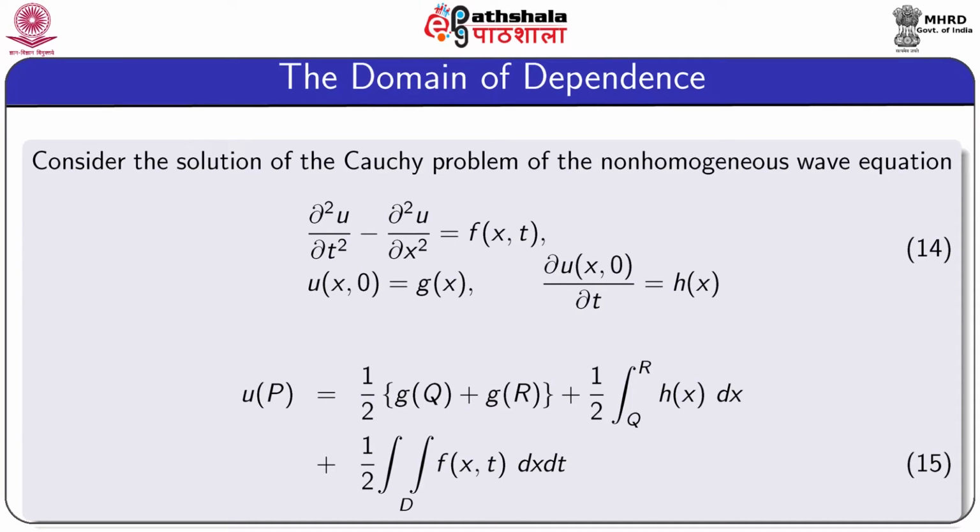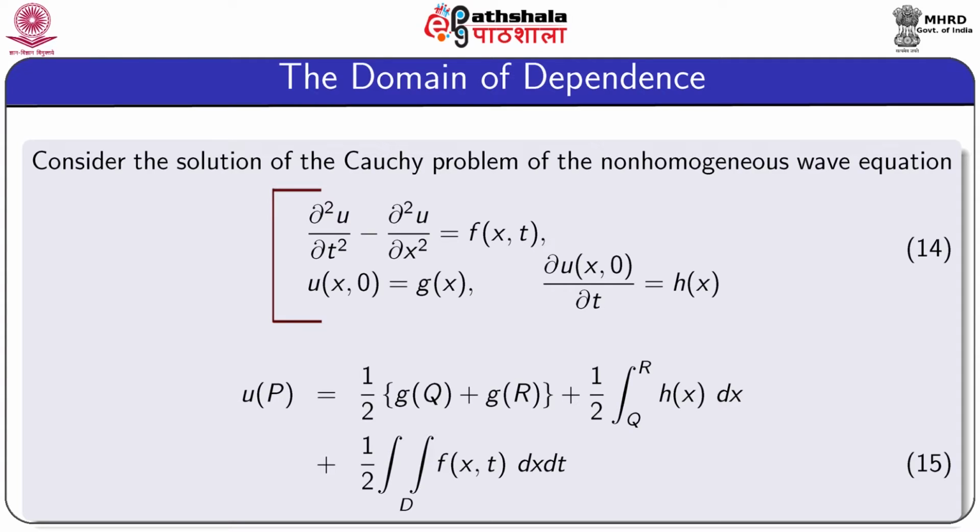We consider the Cauchy problem of the non-homogeneous wave equation. The problem is given by del 2u del t square minus del 2u del x square equals f(x, t). Since f is present, the equation is called non-homogeneous, and this is the Cauchy type problem. That means the values of u and its time derivative del u del t are prescribed at the initial time, that means at time t equals 0.